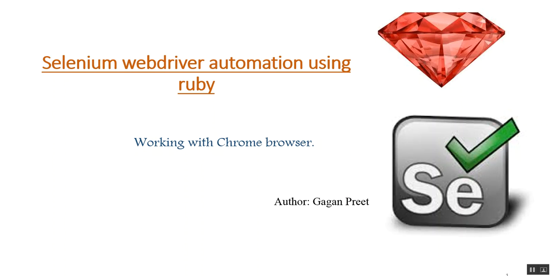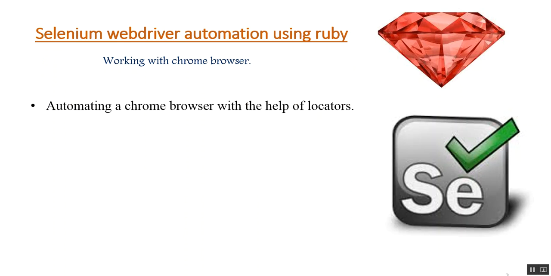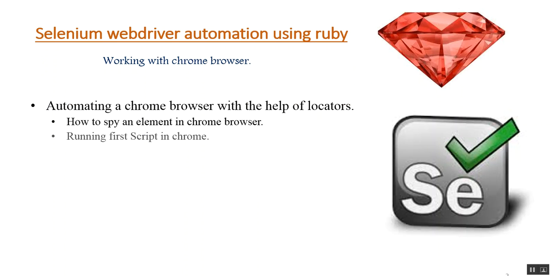Hi all, welcome to the third video in the series on how to automate a web browser using Selenium WebDriver with the language Ruby. Today we are going to cover how to work with the Chrome browser. We're going to automate a Chrome browser with the help of locators. We're going to see how to spy an element in Chrome browser, run a first script in Chrome browser, and the dependencies for running a script in Chrome browser.